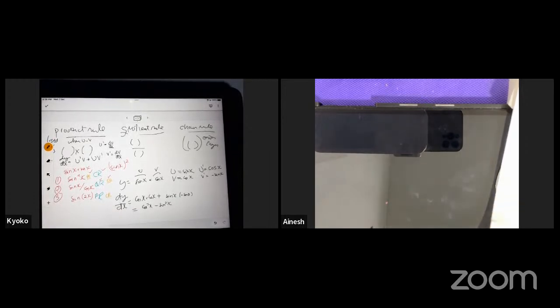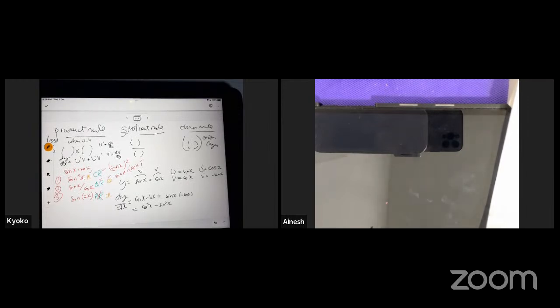Now, for scenario number 3, unfortunately, it is not product rule because it is not sine times 2x, and I cannot modify it that way. Can you use chain rule? Yes, because this is the inside layer and this is the outside layer. Do you understand what I'm saying, Ainesh and Kyoko? Inside layer, outside layer, chain rule.